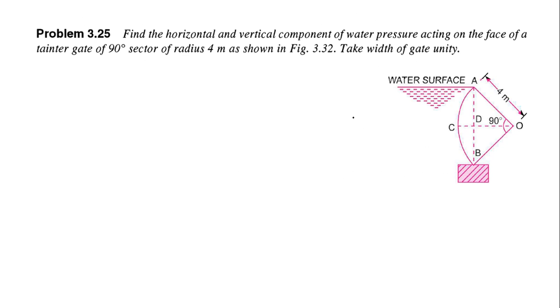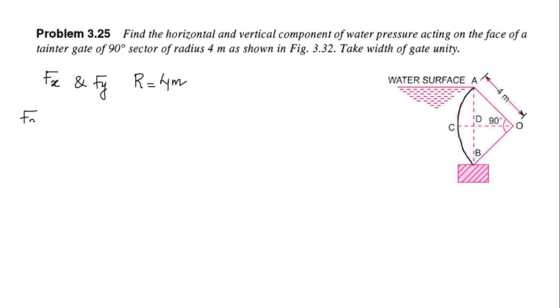Next question is to determine the horizontal and vertical component of water pressure acting on the face of a gate. So here ACB is the curved surface which is in contact with the water, and this ACB is part of a 90-degree sector whose radius is 4 meter, and we can take the width of the gate as unity. The width will be perpendicular to the plane. So here also the two force components are Fx and Fy, and radius is equal to 4 meters.